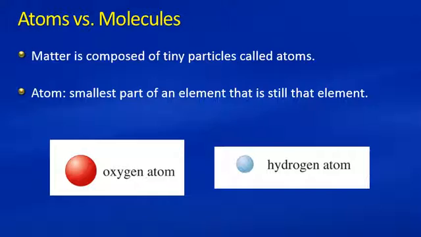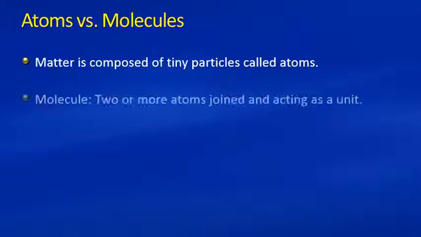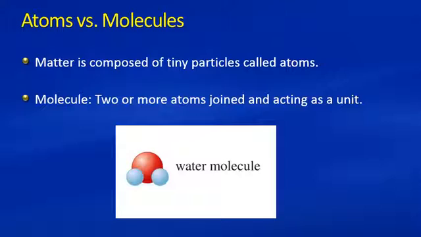So in the red ball you can see, well, gee, this is the oxygen atom and this is the hydrogen atom. Not too painful, we picture them as little balls. Now again, matter is made up of atoms, but a molecule, unlike an atom, is two or more atoms joined and acting as a single unit. So here we have a bond between the hydrogen and the oxygen atoms to give us a water molecule.